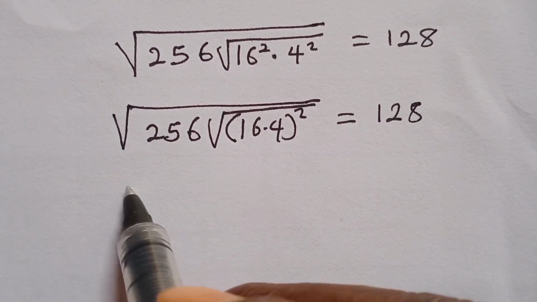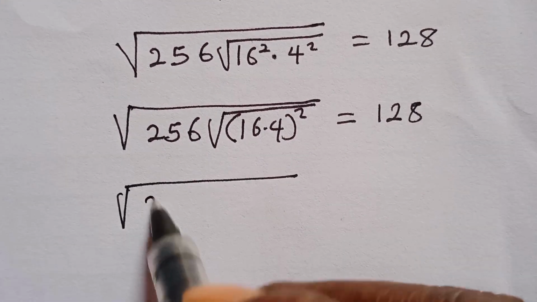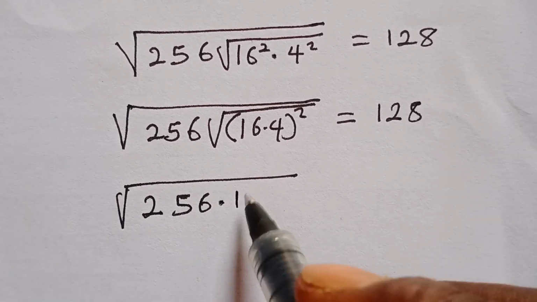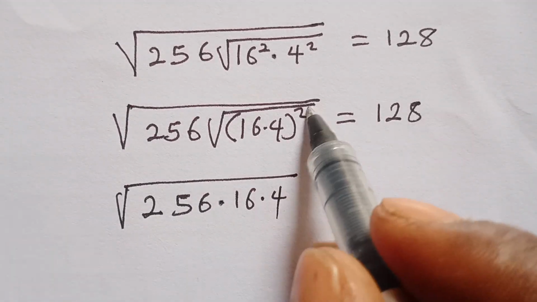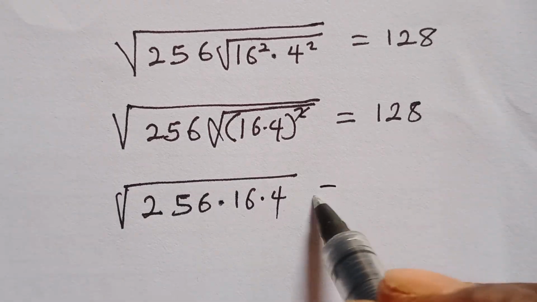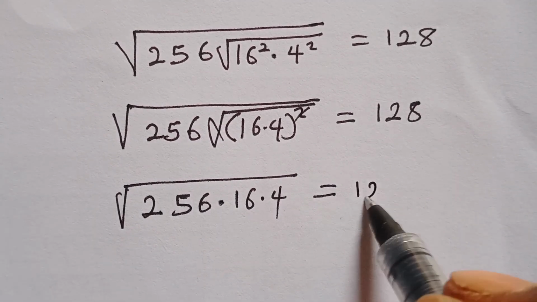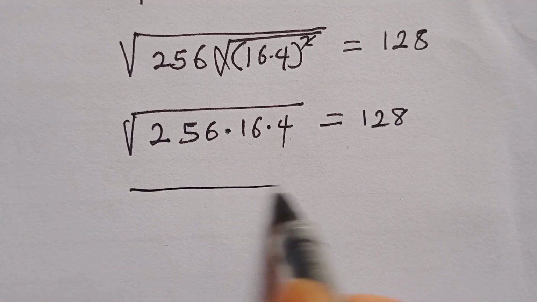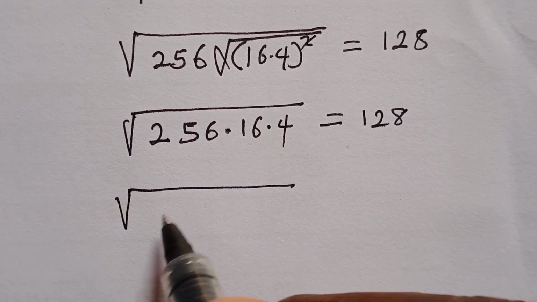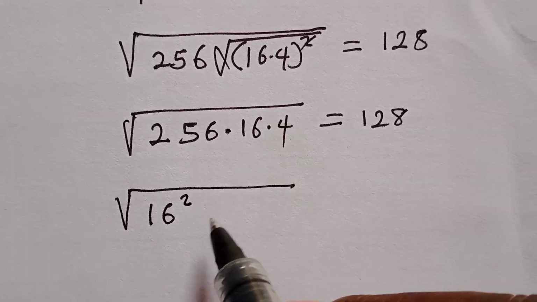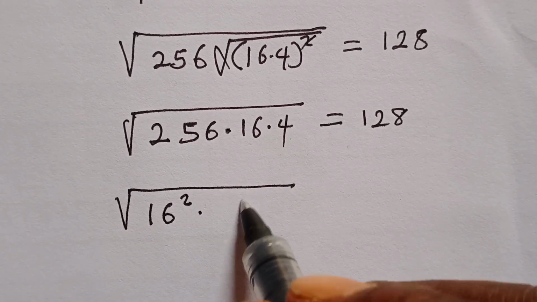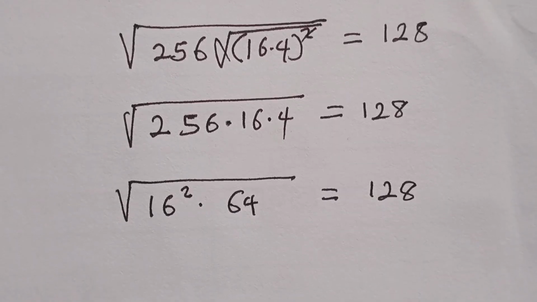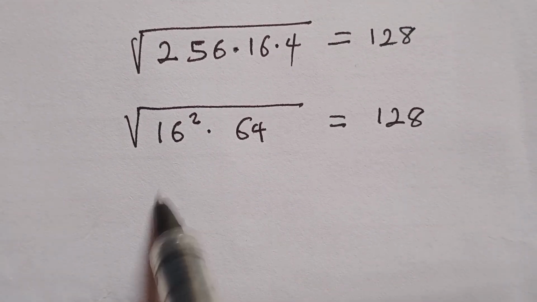So as you can see, we now have square root of 256. So the square has cancelled out the square root. Now we have 16 times 4, everything to be equal to 128. So we are now left with only one square root. So let's now look for a way to eliminate the remaining square root. So we rewrite 256 as 16 square. Then 16 times 4 gives us 64.